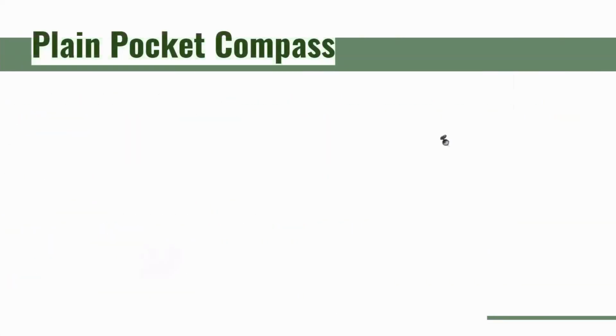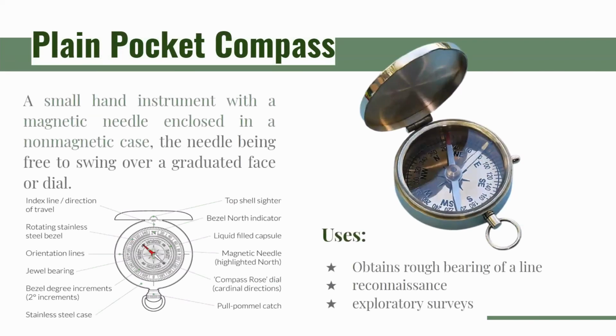The plain pocket compass is a small hand instrument with a magnetic needle enclosed in a non-magnetic case, the needle being free to swing over a graduated face or dial. It is similar to the surveyor's compass, except that it has no sight vanes. It is used for obtaining a rough bearing of a line. It is also used in reconnaissance and exploratory surveys.